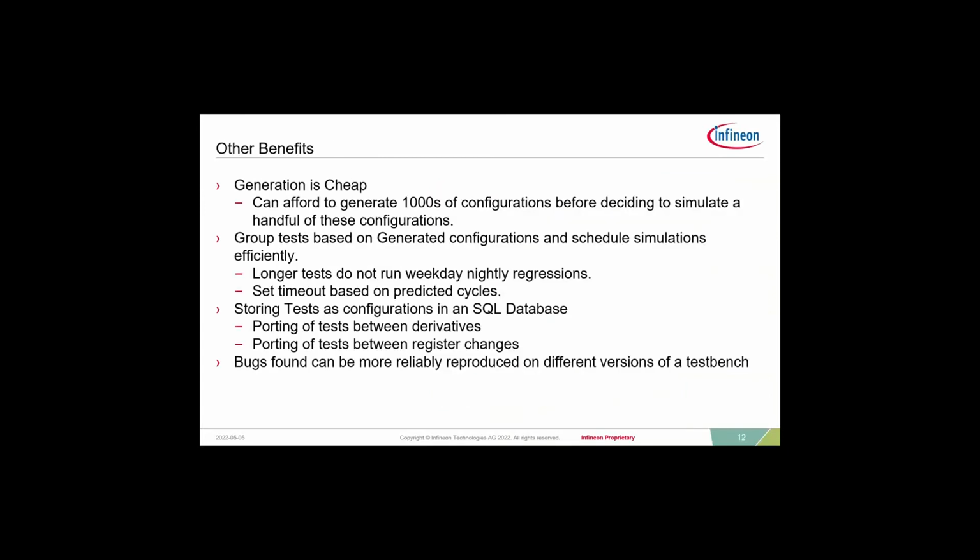So a few of the benefits is that generation is much cheaper than simulation for us. It takes far less time to generate configurations, so you can actually afford to generate more configurations than you simulate and choose the best ones. And we use machine learning to choose the best ones, and we showed, as Tim said, that this helped close coverage faster. You can also do some post-processing on your generated configurations to see how long they're going to run for, and you don't have to run your longer tests on the weekdays, for example.